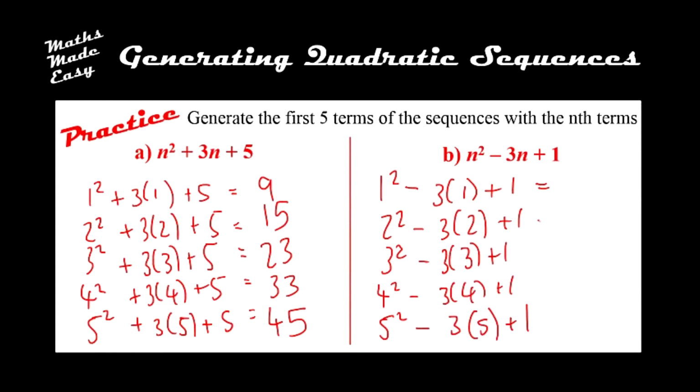This one, now you've got to be really careful and make sure you're paying attention to this negative here. So you should get negative 1 for both of the first 2 terms. Then you should get 1 and 5 and 11, like this. So again, being very careful with these negatives. So that first one there is 1 squared, that's 1. Take away 3, that would put us on negative 2. And then add 1, that would put us on to negative 1.